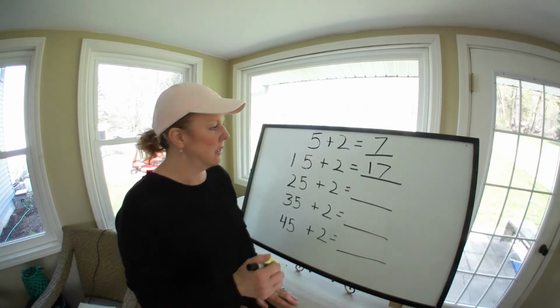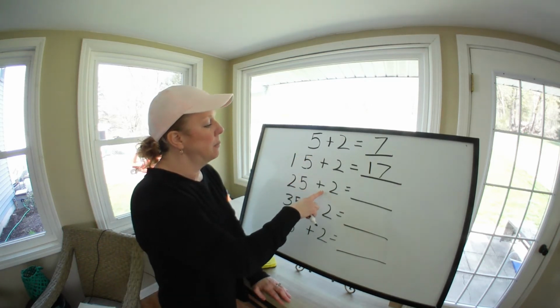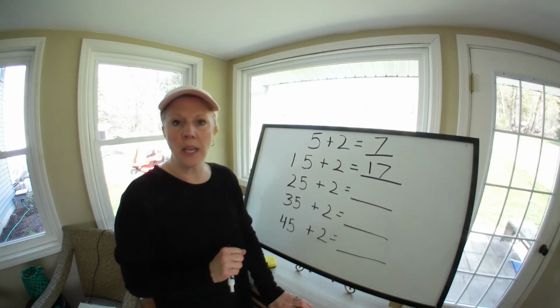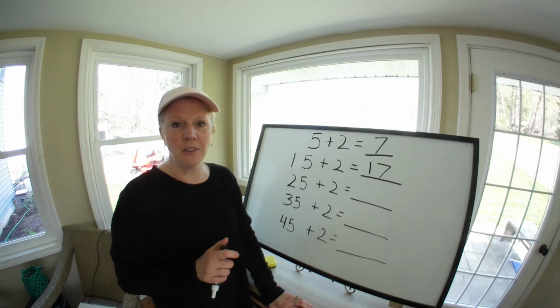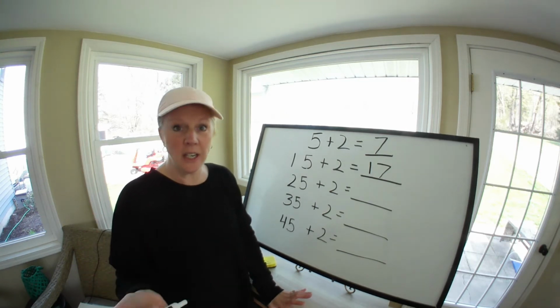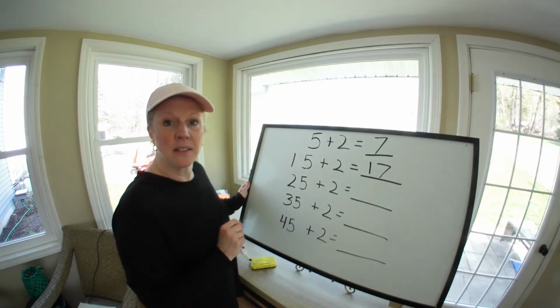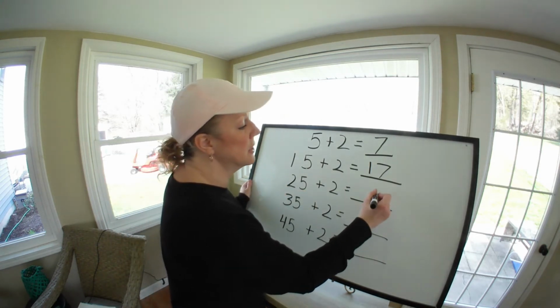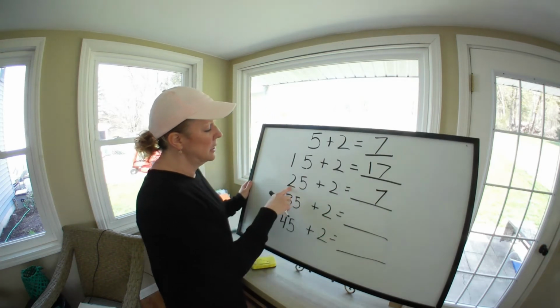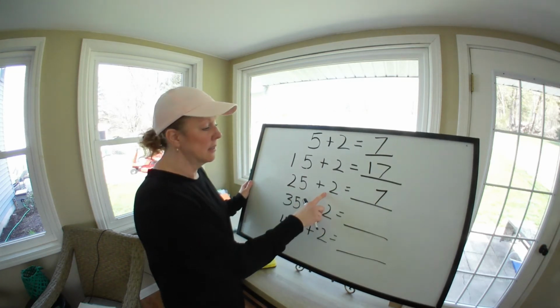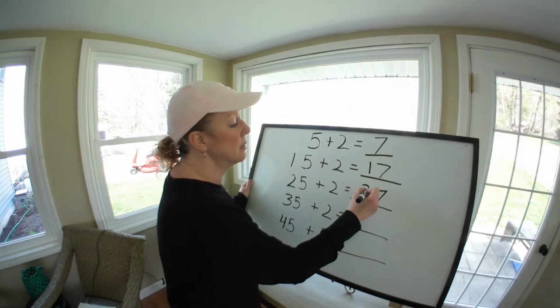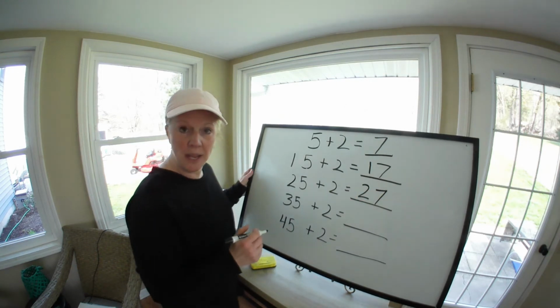Let's look at the next one. 25 plus 2. Okay? What am I going to ask you first? That's right. What changed? So what did change? The tens. So again, my ones are still going to be 7. This time I have 2 tens. None over here. So now this is going to be 2 tens. So are you seeing the pattern?